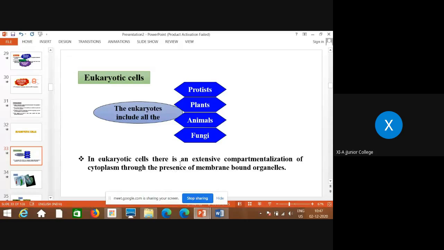In eukaryotic cells, there is an extensive compartmentalization of the cytoplasm through the presence of membrane-bound organelles. That is the basic difference between prokaryotes and eukaryotes. In prokaryotes, these membrane-bound organelles are not seen. In eukaryotes, membrane-bound organelles are present in the cytoplasm, so they look like small compartments. That's why it is called the compartmentalization of eukaryotic cells. Okay.